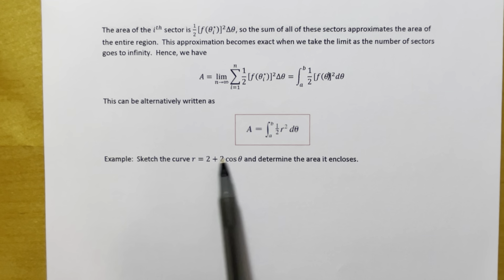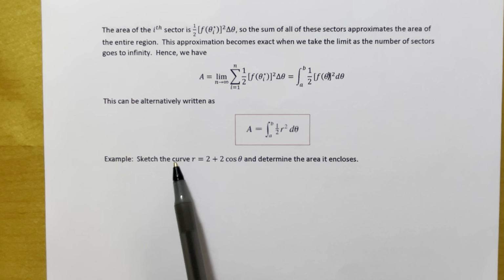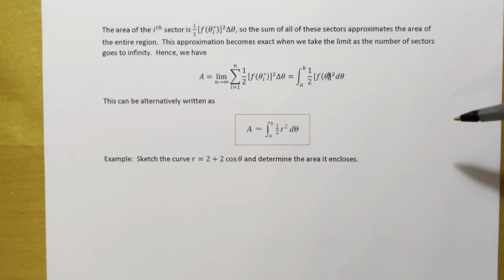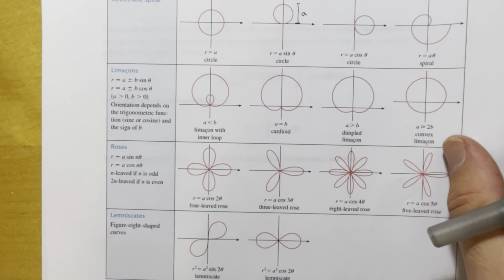Okay, let's try doing one of these. I want to sketch the curve r equals 2 plus 2 cosine of theta, and then determine the area it encloses. So if I go back to my notes from the previous section, see if I can find those. The very last page, we gave a catalog of polar curves. So that was right here.